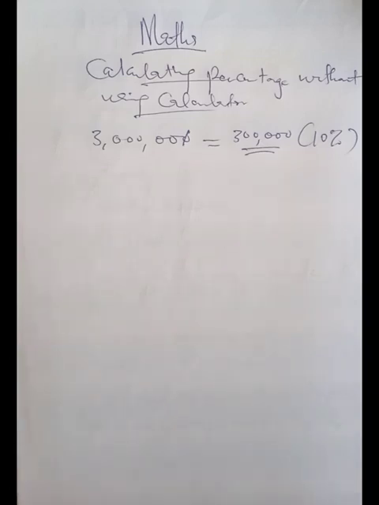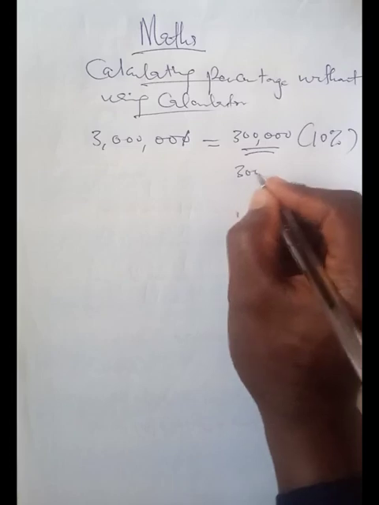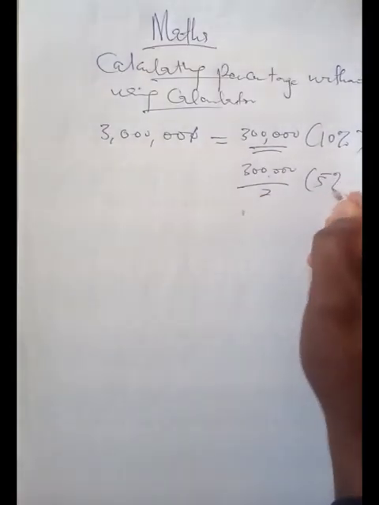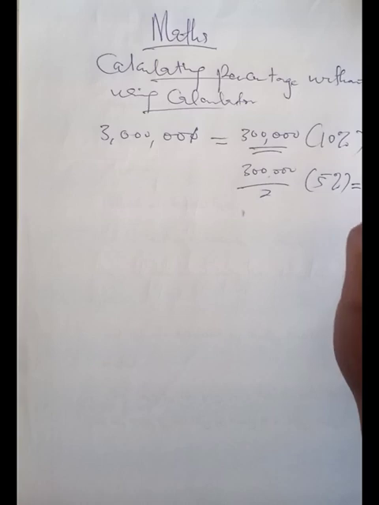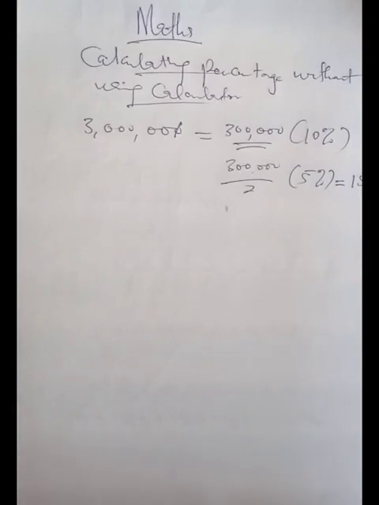After calculating the 10%, all you need to do is just to divide the 10% by 2. Dividing 300,000 by 2, you have 150,000. So your 5% will just be 300,000 divided by 2, which is 150,000. Are you getting the logic?